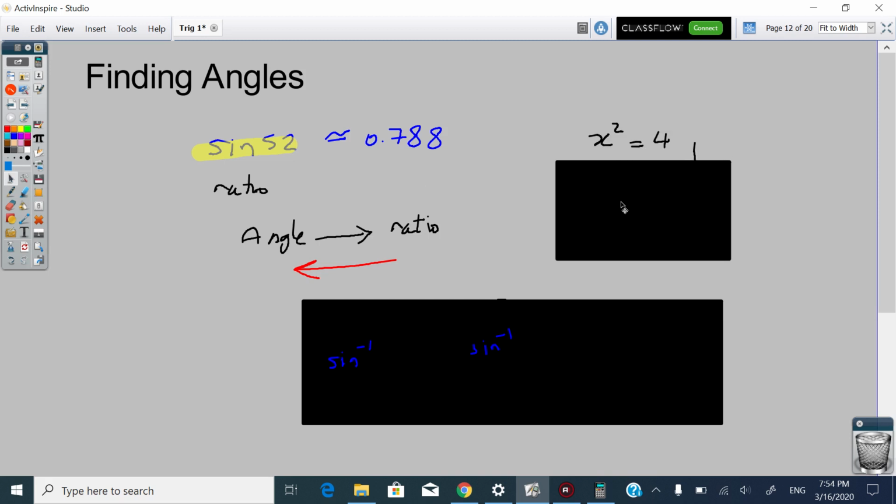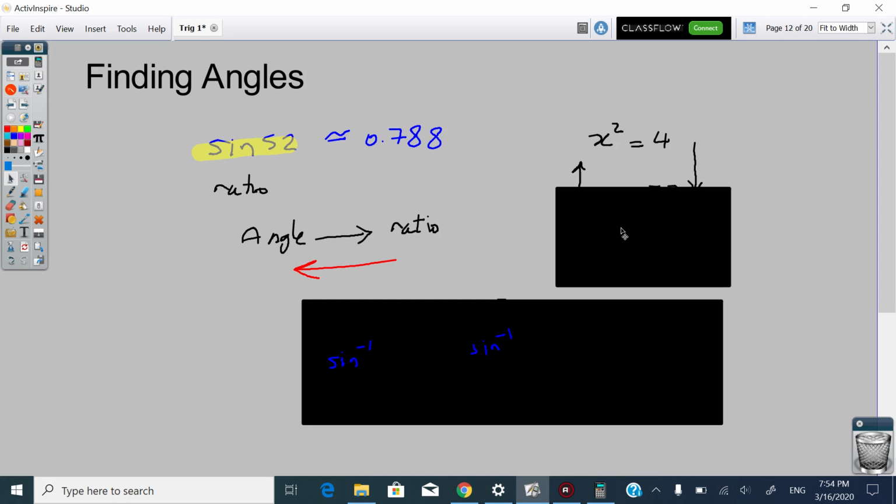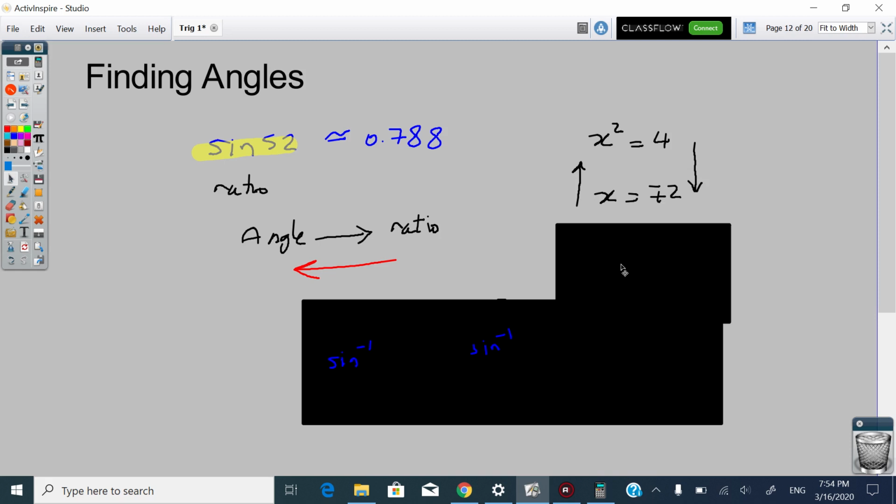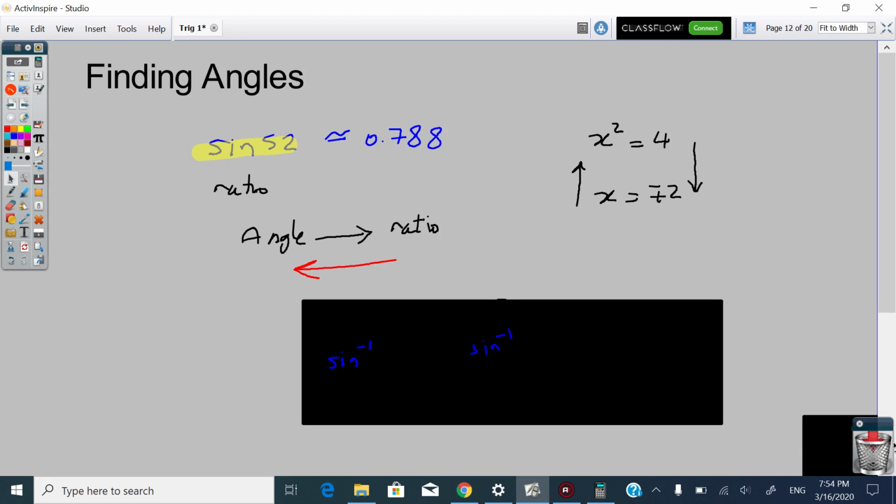X squared equals 4 is a statement, and if we take the square roots, we cancel the square. We get x equals plus or minus 2. So this way is squaring, and this way is taking the square root, and one cancels the other. So how do we do that with the case of the sine? How do we find the inverse of the sine?